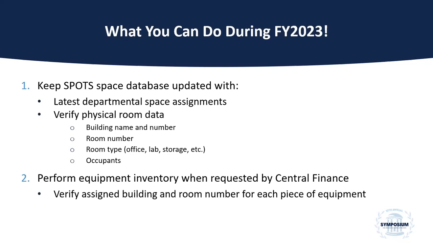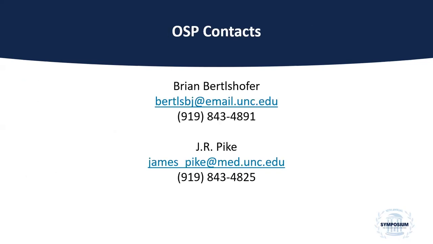Also, perform an equipment inventory when central finance comes around and asks you to prepare that information. The biggest part of that for us is making sure that the location, the building and room number of that equipment, is assigned to the appropriate room. As I mentioned before, we allocate depreciation on the equipment based on the functional use of the room that it's assigned to. So that's basically it for this presentation.